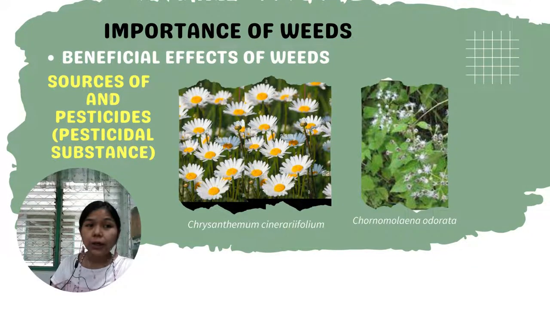Then weeds can be one of the many sources of pesticide. So for example, this Chrysanthemum cinerariifolium actually provides the insecticidal compound called pyrethrum. So this pyrethrum or pyrethrin is commonly used to control mosquitoes, fleas, flies, moths, and many other pests. Kaya nga sa ibang bahay, tinatanim itong si chrysanthemum para dili kaayo lamukon.